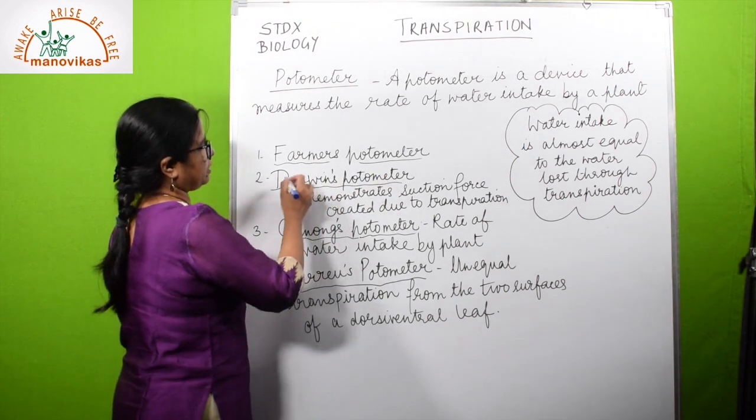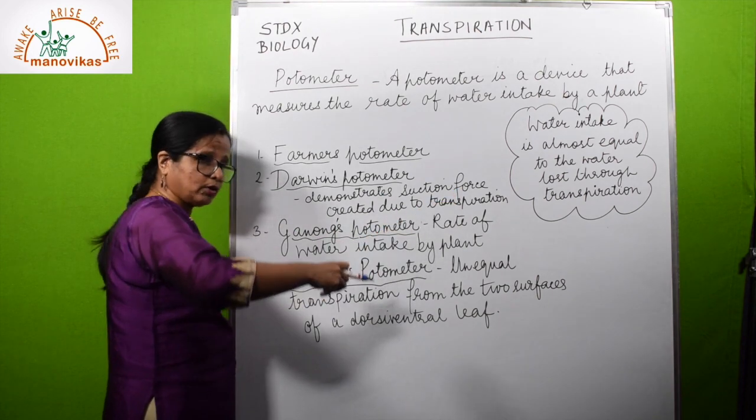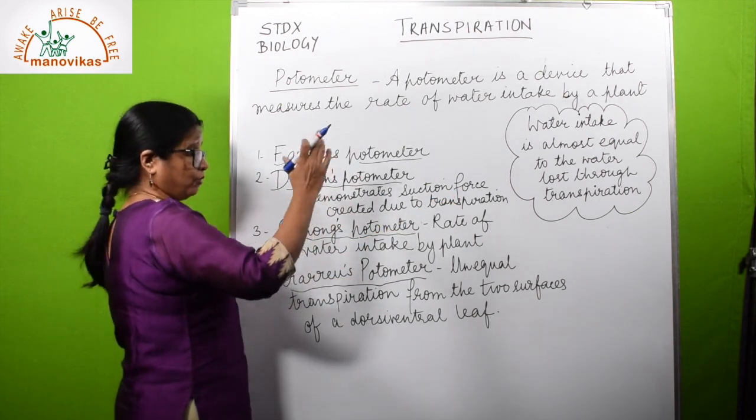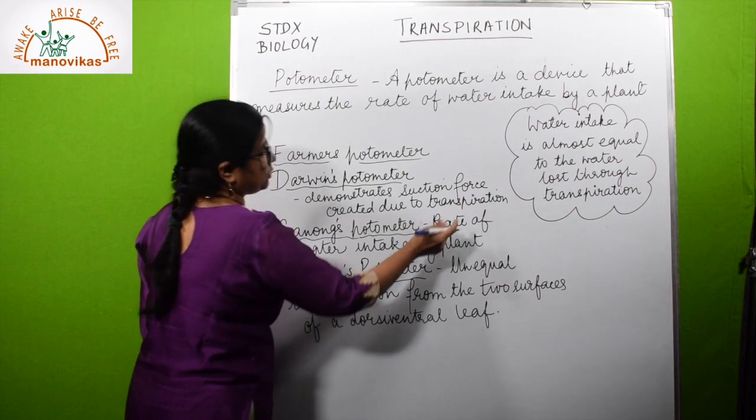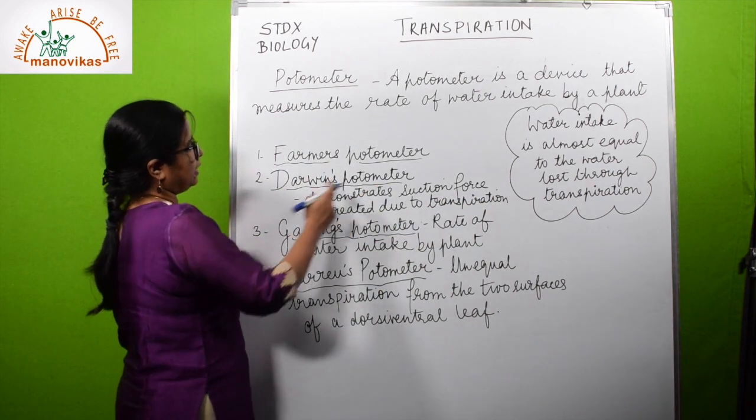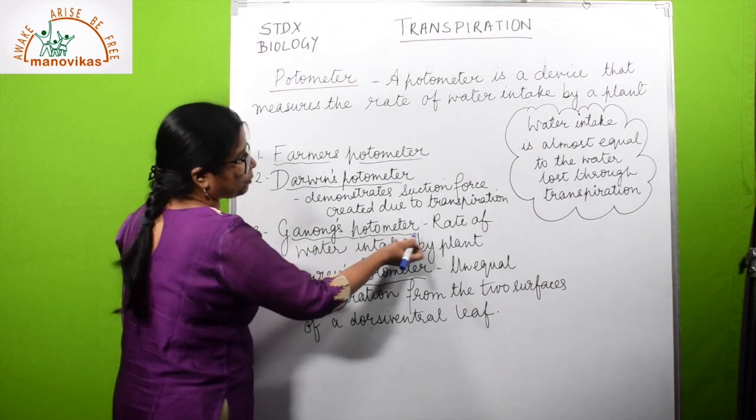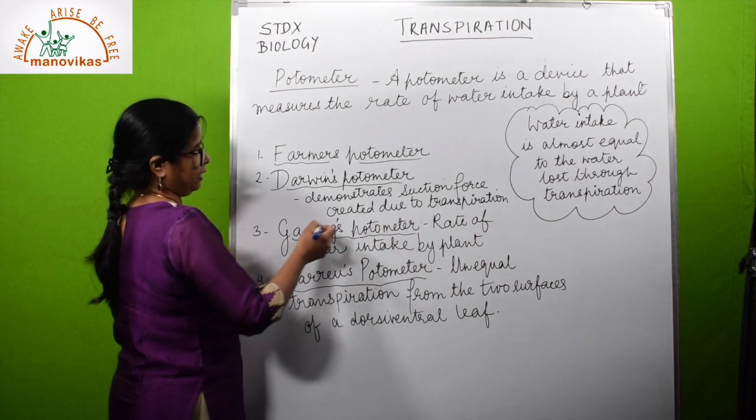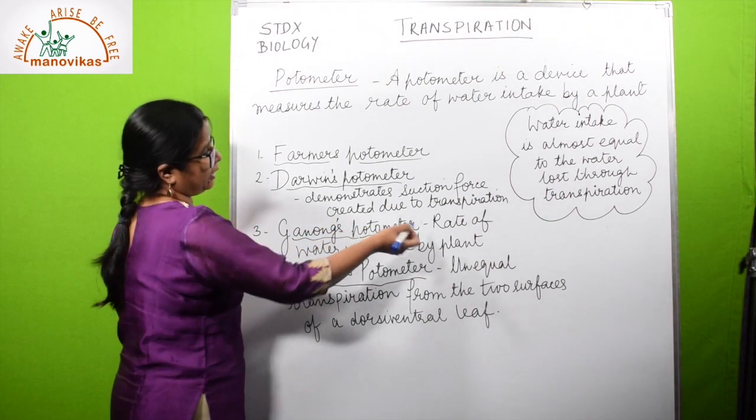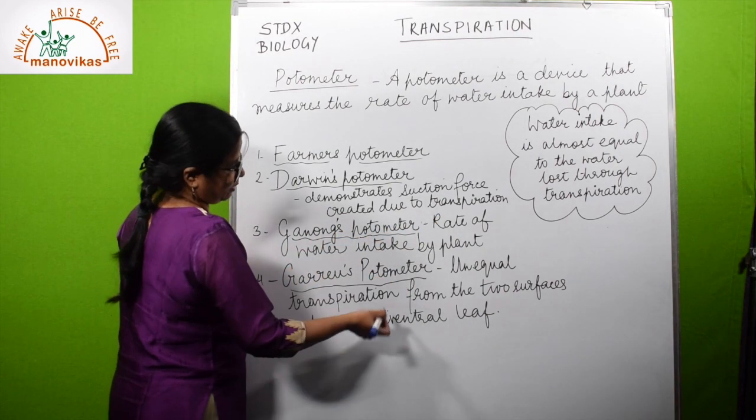What was this potometer? What would it do? It demonstrates suction force. As water is rising in the stem, a suction force is created due to transpiration. So continuous flow, hence a suction force is created. This could be measured by Darwin's potometer. Then we have Ganong's potometer. The rate of water intake by a plant, you can demonstrate here. How much water is being taken, the rate of intake. Garrow's potometer. What does it show?